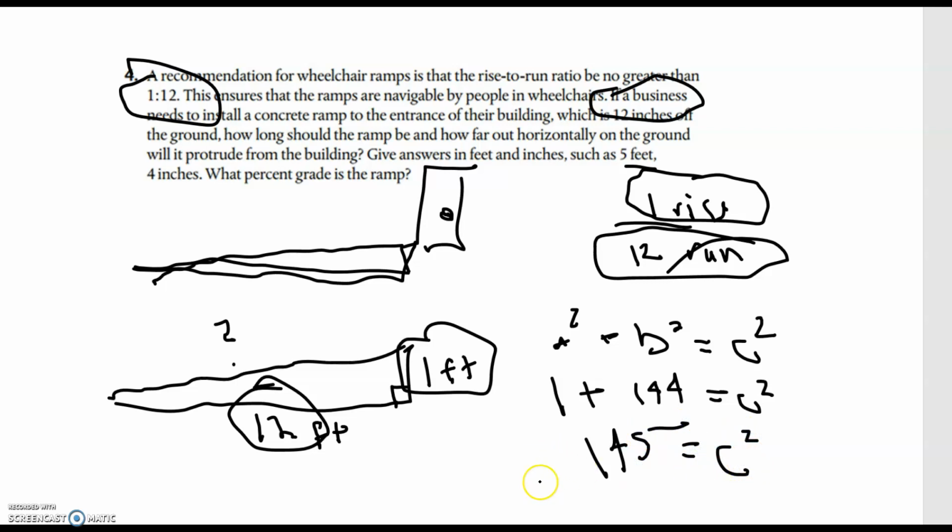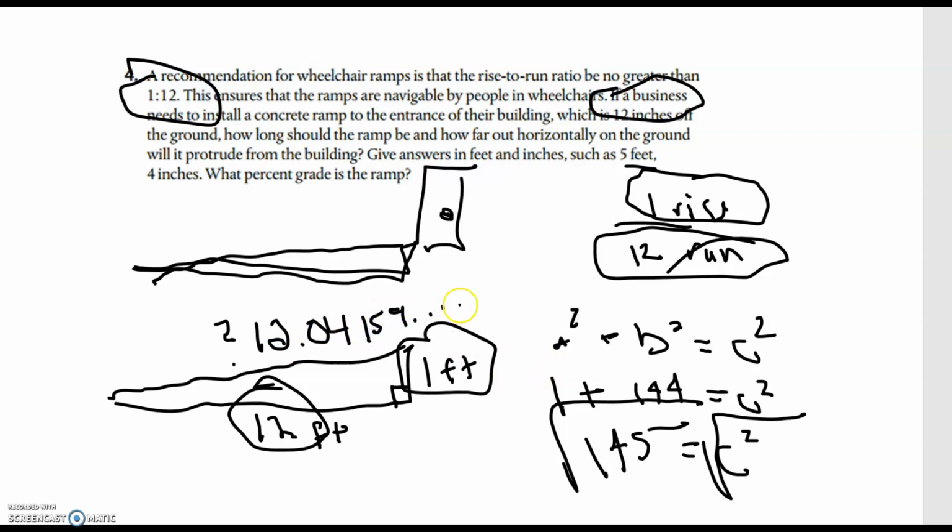To undo squaring, you do things backwards. So take the square root of 145, and let me see what that is. Square root of 145 in my calculator is about 12.04, and there are more decimal places here: 159, and then some more. Okay. And that would be in feet.